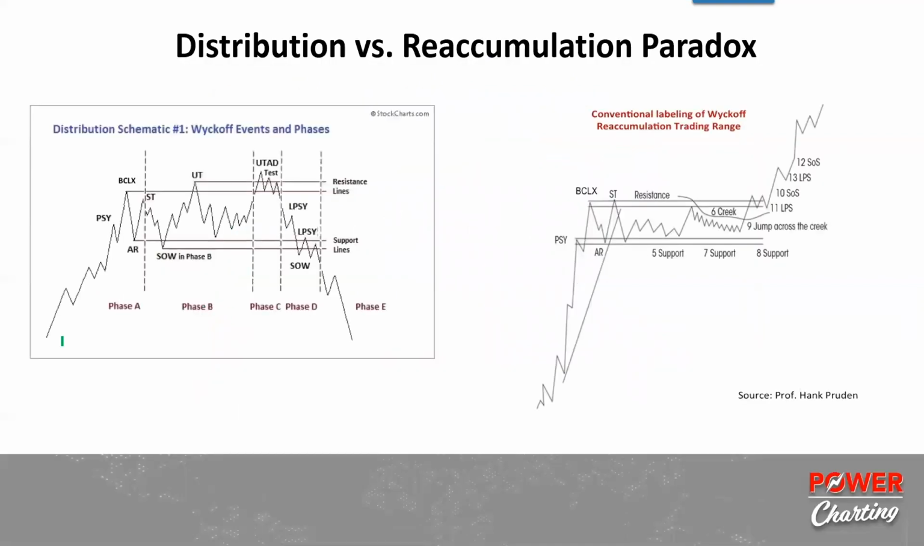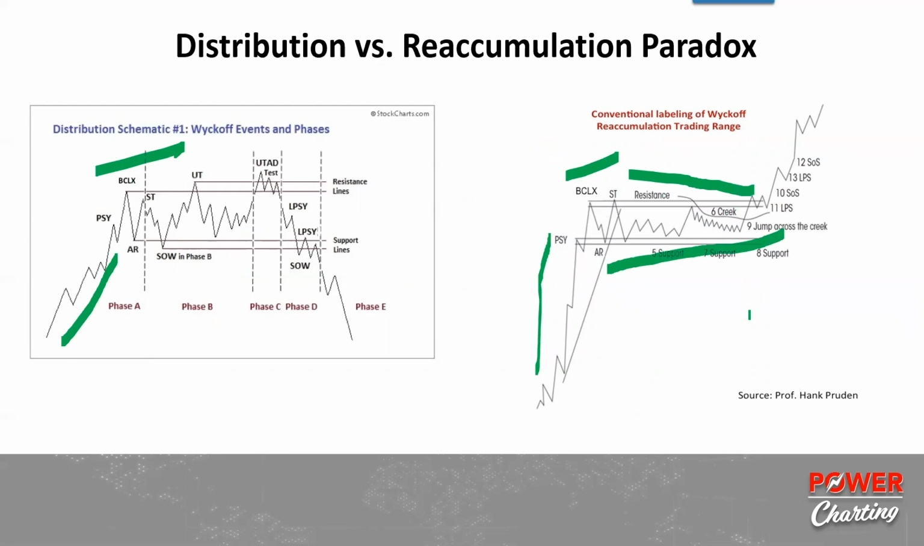Here's the paradox. Distribution begins with a big uptrend ending. Reaccumulation begins with a big uptrend ending. The difference is that you can see attributes of absorption occurring as you go through reaccumulation as stock is going back into strong hands. Stock was in strong hands down here. Then the uptrend begins anew. Here, the opposite phenomenon is occurring.